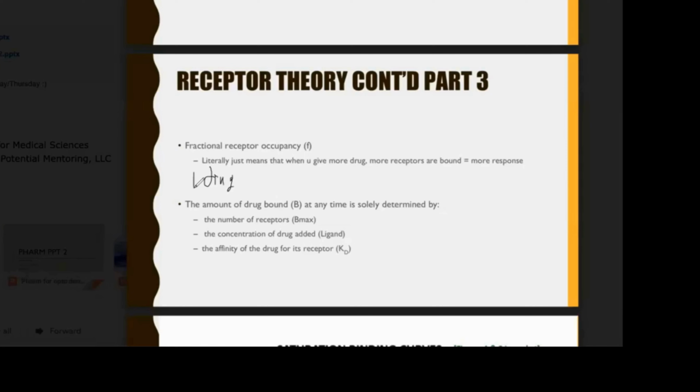The amount of drug bound at any time is determined by the number of receptors. So how many open spots do I have? How much drug have I added? And then the affinity. How much do those like each other?